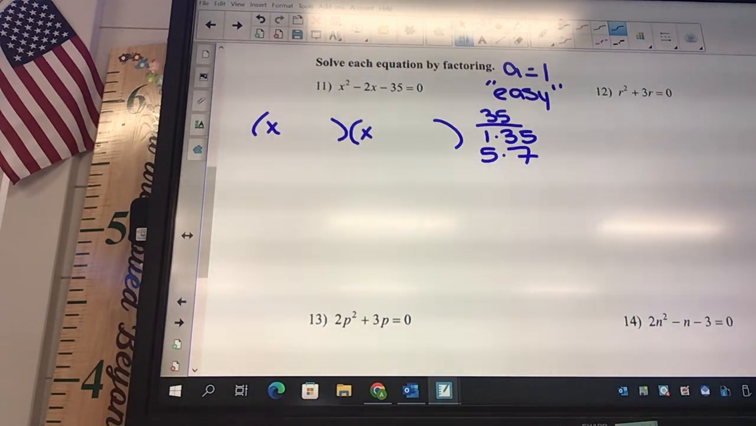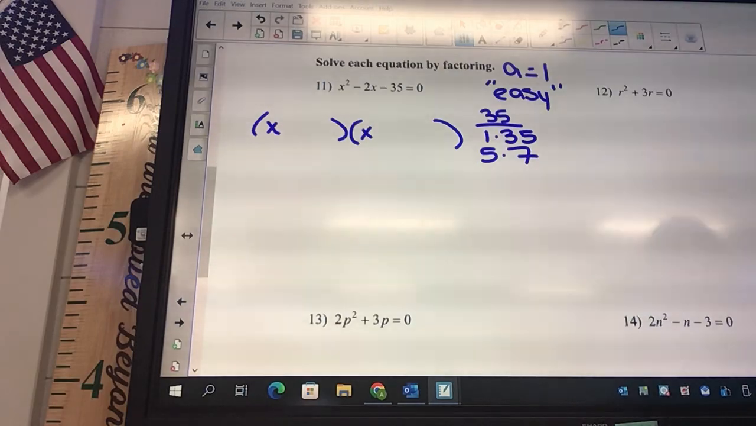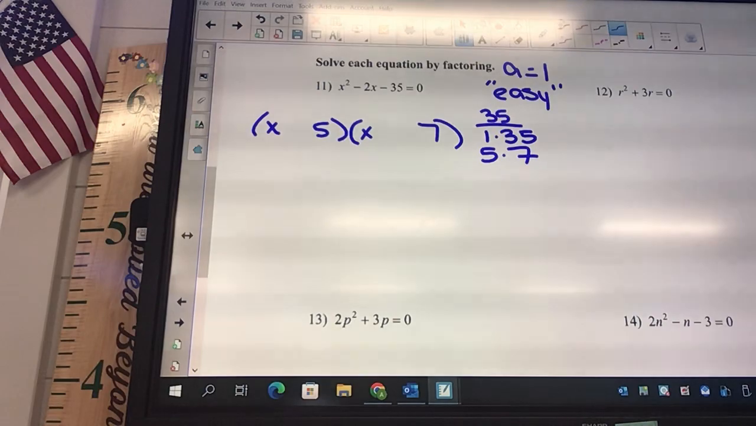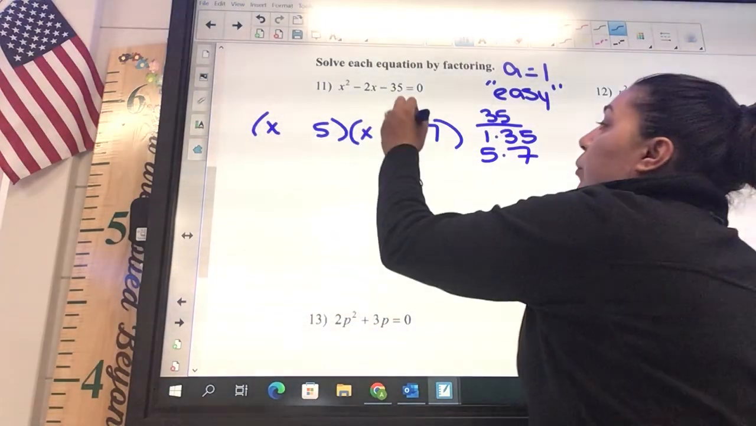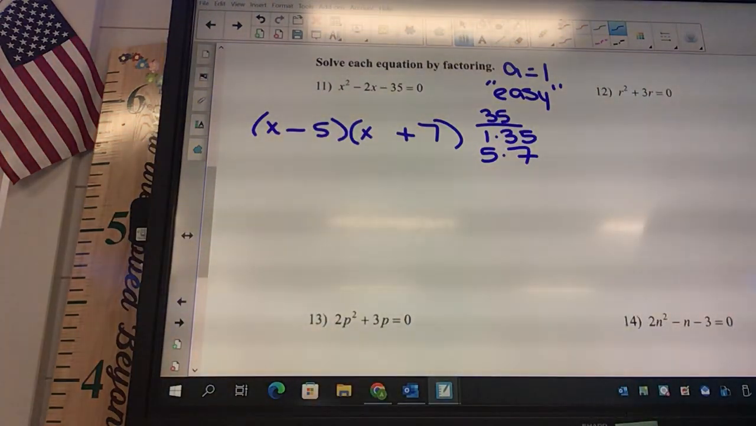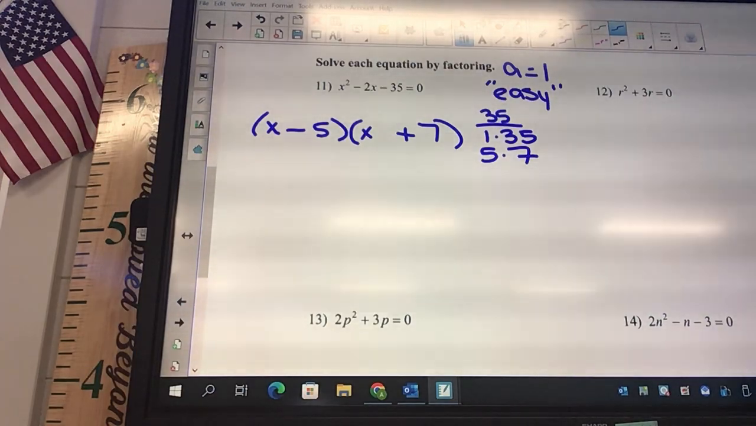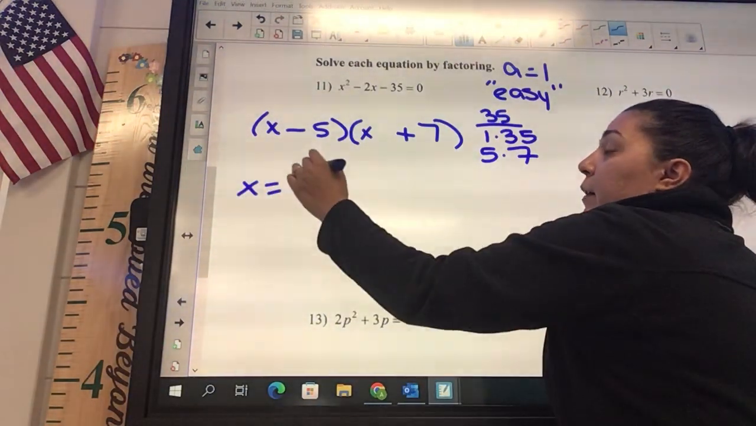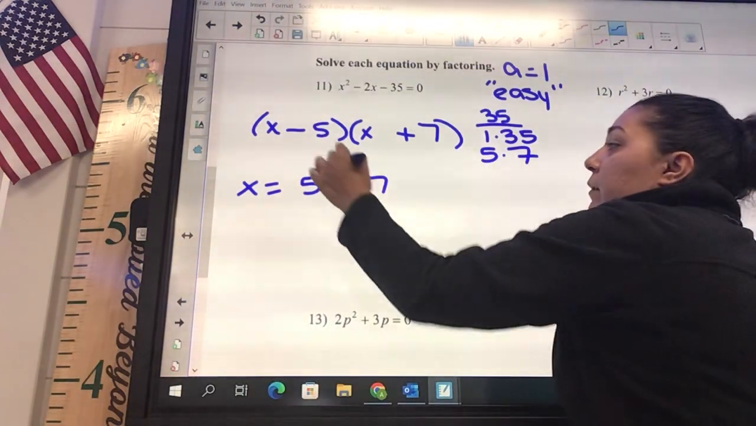No. Okay, so of these numbers, what could give me a 2? 5 and 7. Okay, how could I get a negative 2? Plus 7 minus 5. Now, does it say equals 0 or not? Yes. If it says equals 0, then that means you gotta keep going. So x equals, and we do the opposite. So it's gonna be 5 and what? Negative 7.